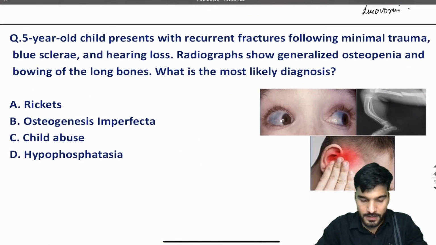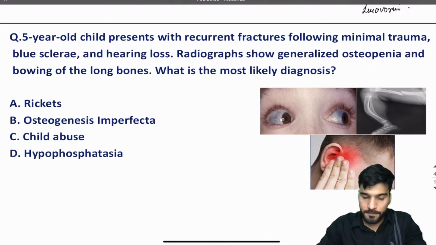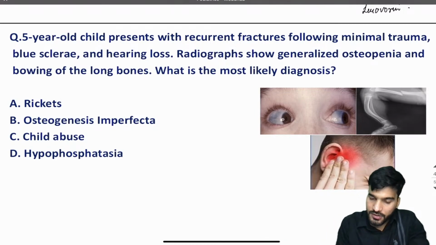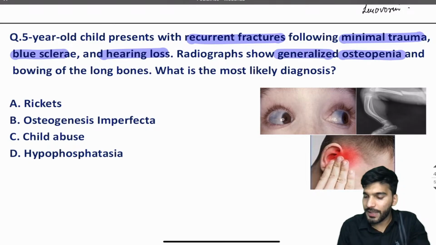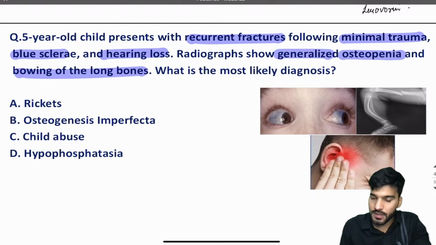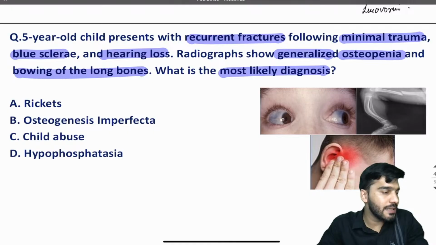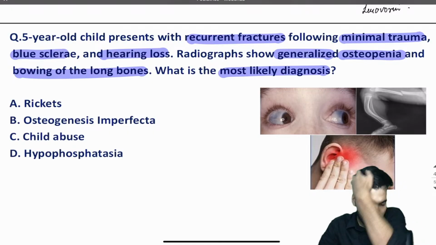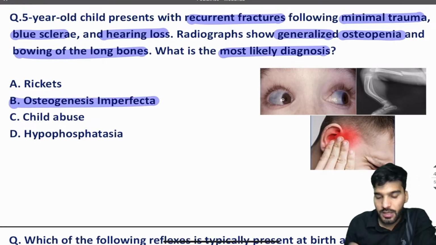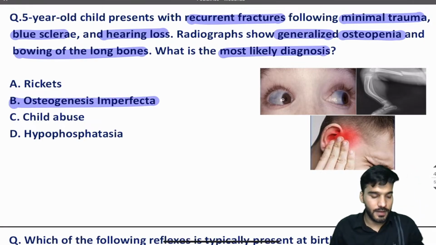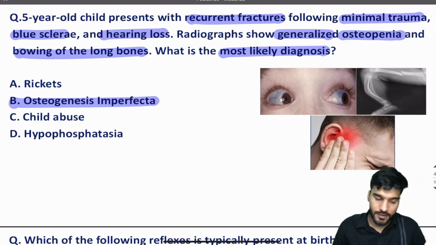Next question. A 5-year-old child presents with recurrent fractures following minimal trauma, blue sclera and hearing loss. The radiograph shows generalized osteopenia and bowing of the long bones. What is the most likely diagnosis? The most likely diagnosis is osteogenesis imperfecta.